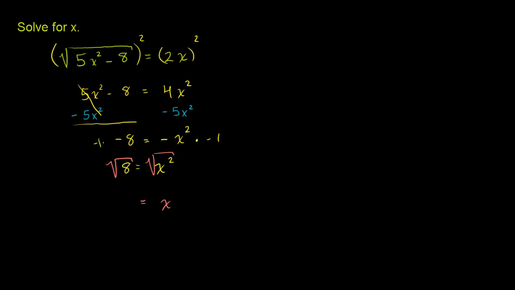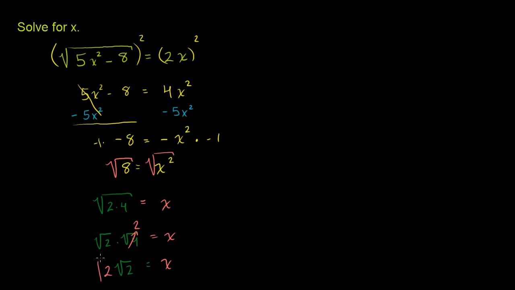And 8 can be rewritten as 2 times 4. And this can be rewritten as the square root of 2 times the square root of 4 is equal to x. And what's the square root of 4? The principal root of 4. It's 2. So this side becomes 2 times the square root of 2. And that is equal to x.